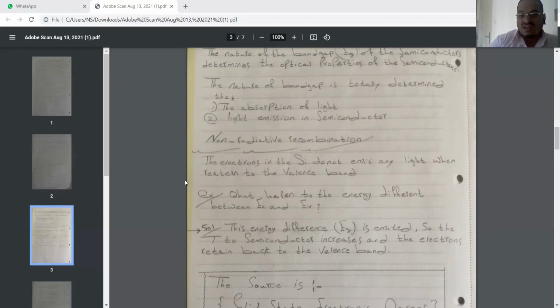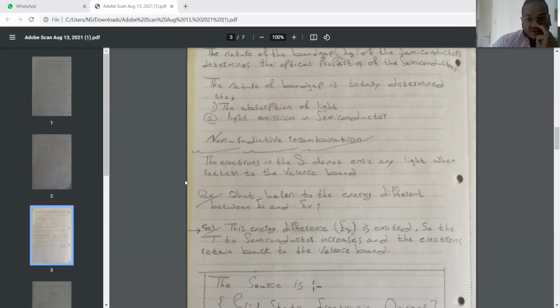The electrons in the silicon are important to us, and I will focus on it because it's cheap and we have this kind in our nature. At the same time, we can say it's not expensive and very effective in the solar cell field. Okay, silicon doesn't emit any light when electrons return to the valence band.